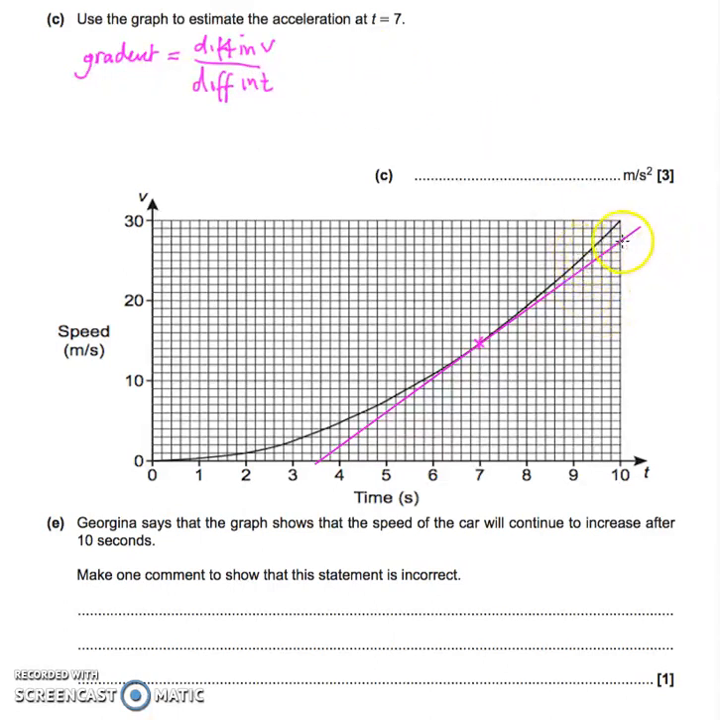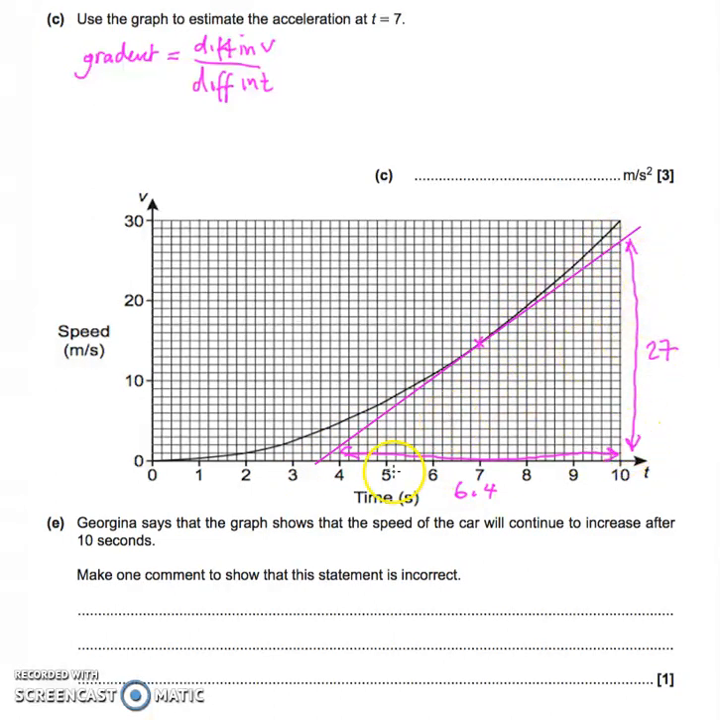You should see that my line's crossing through at 27 on the v-axis, so that's going to be a difference of 27 because it starts at 0. We've got 27 there. And then the difference in t is between 10 and 3.5-ish, 3.6 maybe. So I'm going to say that's 6.4. Just be as accurate as you possibly can be with your particular values.